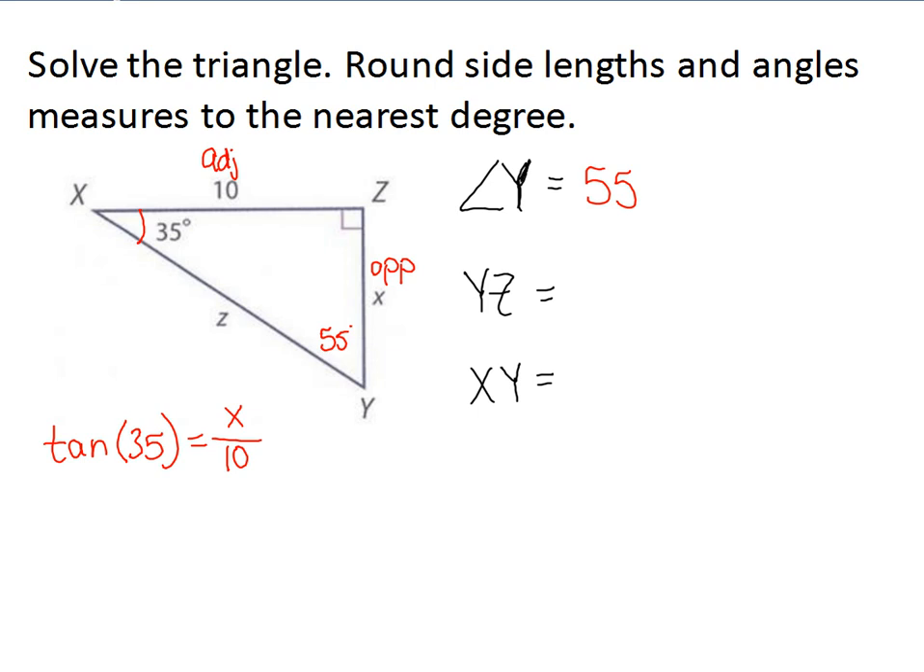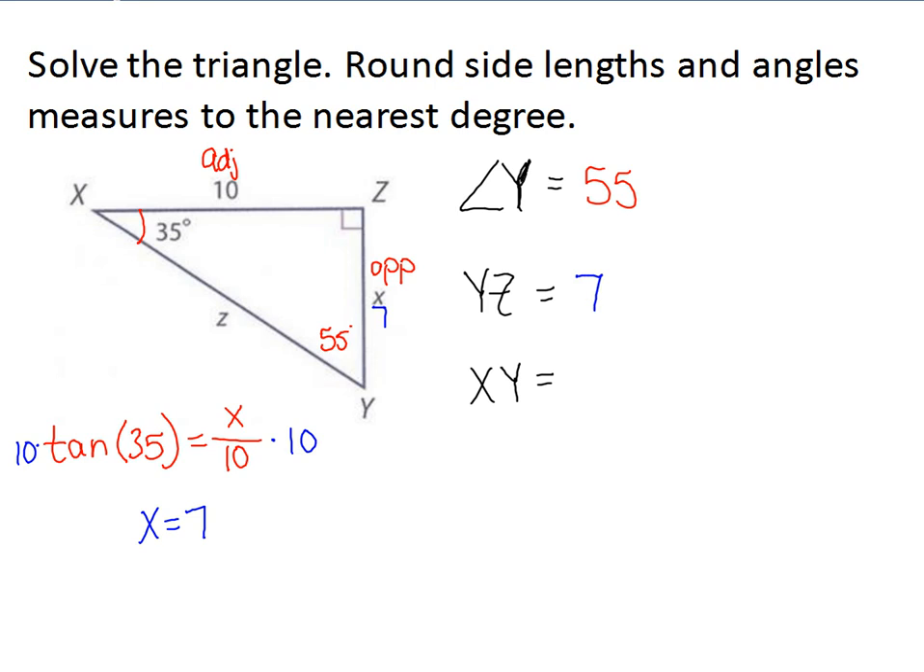Since we have x divided by 10 and we're trying to get the 10 by itself, we can multiply both sides by 10. So x is just equal to 10 times the tangent of 35, where x is approximately 7. So we know the length of side YZ will be 7.